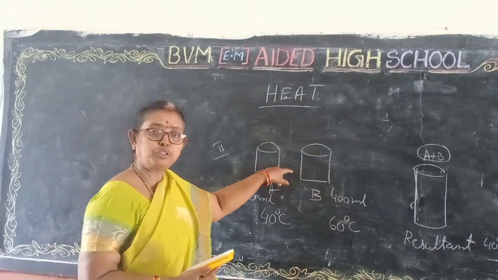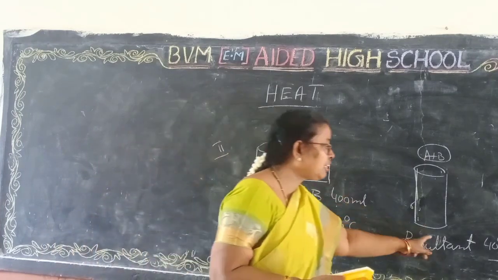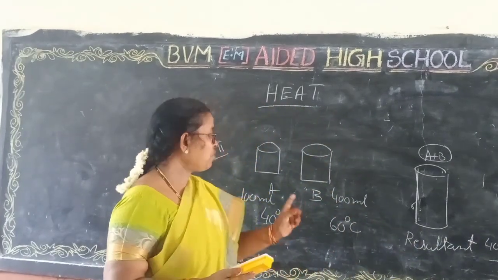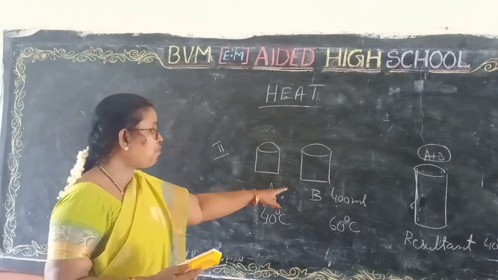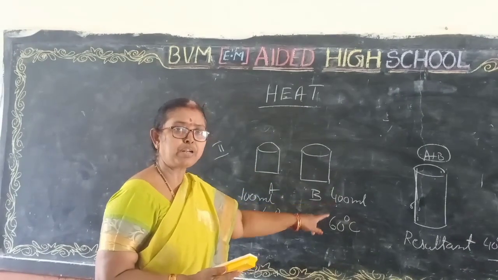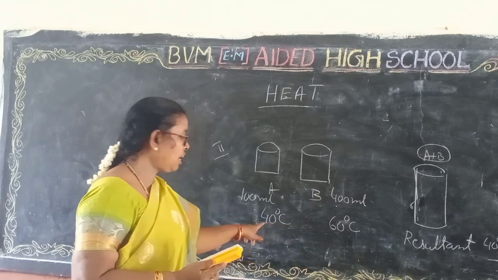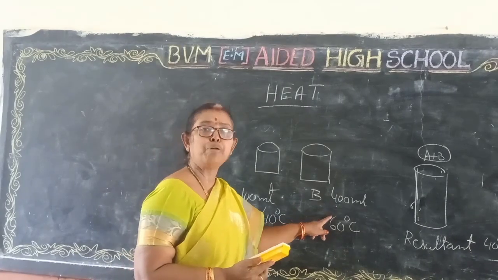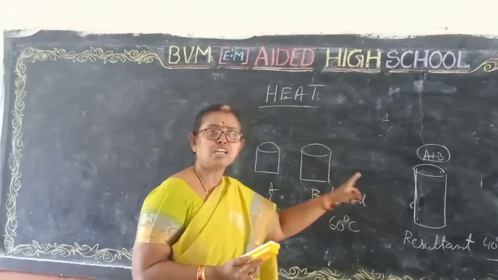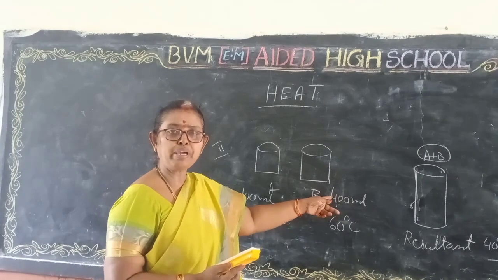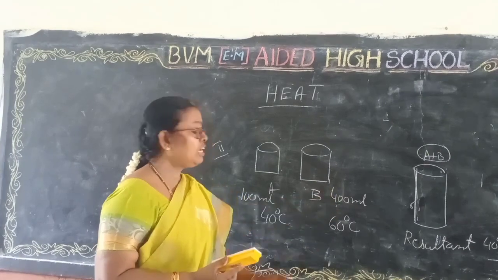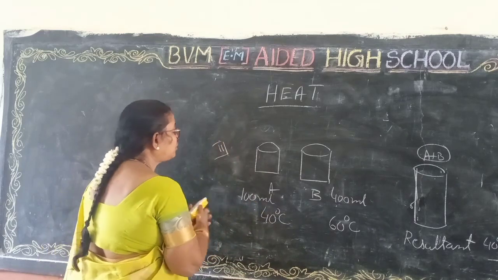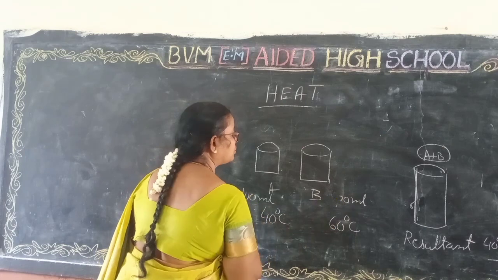In the first activity, the resultant temperature between 40 and 60 may be near 50 degrees. But here, the 400 ml of hot water at 60 degrees is more than the 100 ml at 40 degrees. So the resultant temperature will be maybe between 50 and 60 because the volume is more.